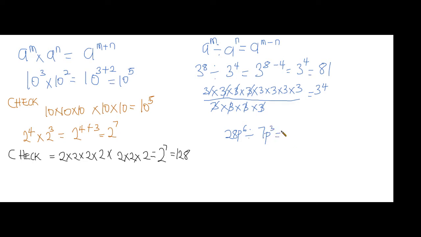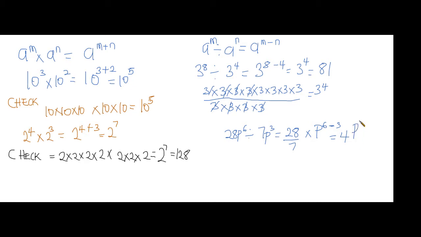All we do is that we separate the numbers to be on one side, and we obey the law of indices on the alphabet, since they are actually the same thing. And this is going to be 28 divided by 7 multiplied by p raised to the power of 6 minus 3, because p raised to the power of 6 divided by p raised to the power of 3, law of indices, that will be p raised to the power of 6 minus 3. And our final answer is going to be 4, because 28 divided by 7, that's 4, p raised to the power of 3.